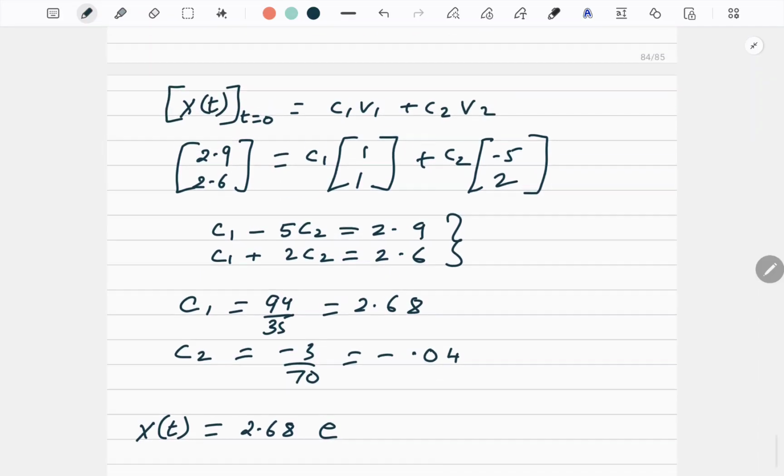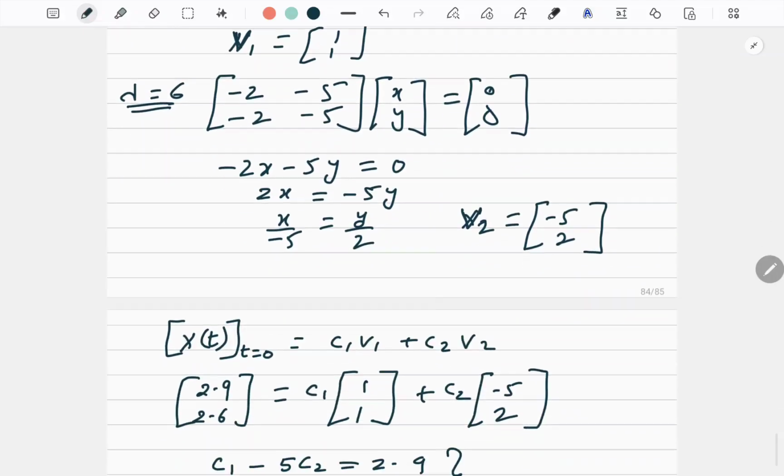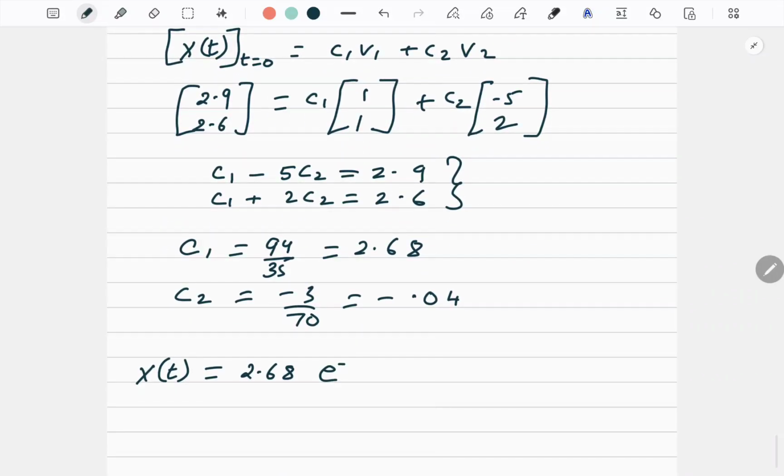So what is the lambda 1 value here? So lambda 1 is minus 1. Minus 1 t and v1. v1 is 1, 1. Plus minus 0.04 e to the power 6t and second eigenvector is minus 5, 2. Correct? So this is my answer. If you want, you can again simplify it and write it as a matrix, or you can leave like this.